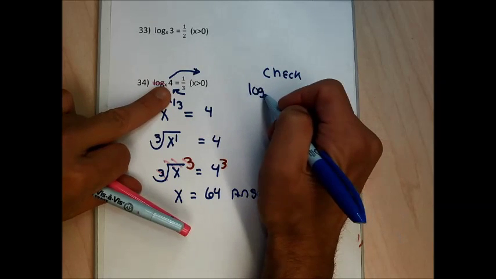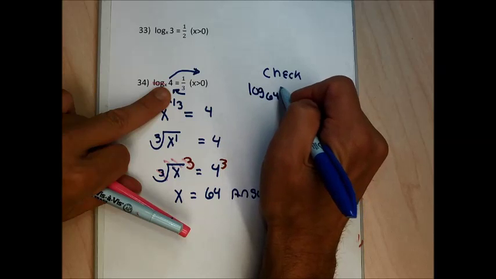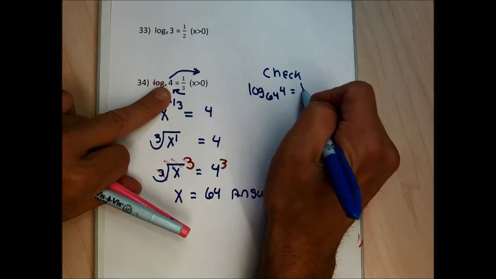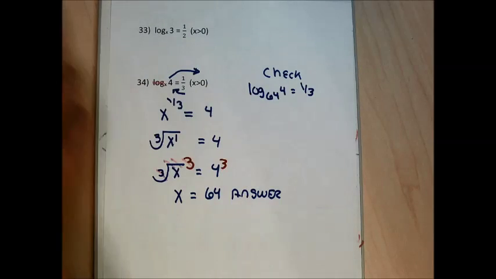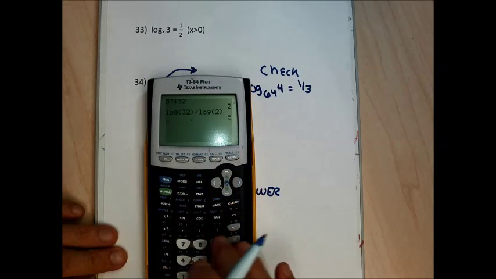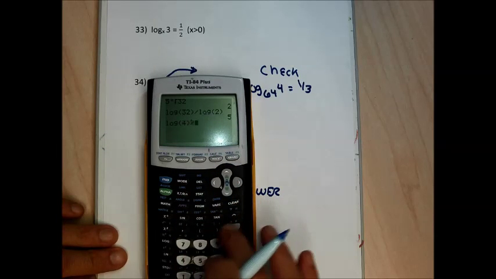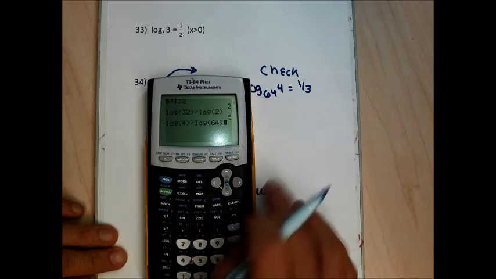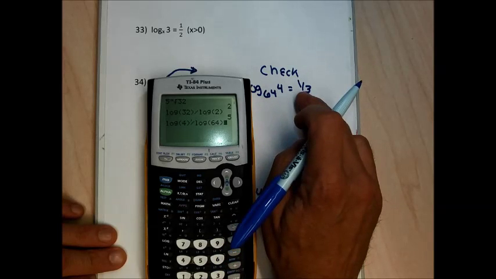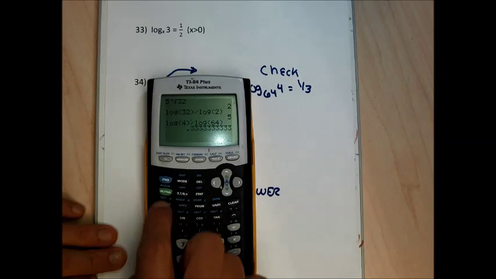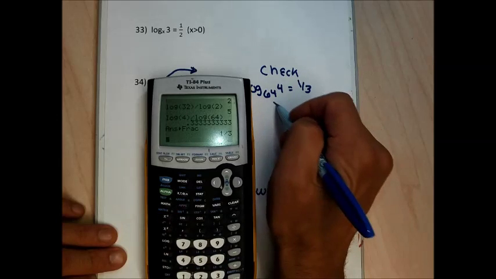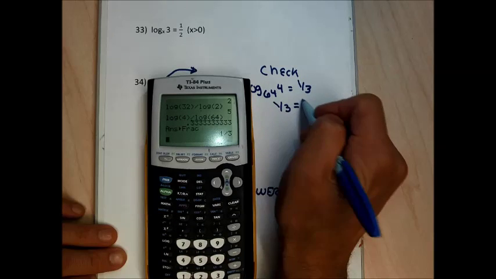So I'm going to plug a 64 in for the x and see if the log base 64 of 4 equals 1/3. On my calculator for the left-hand side, I'm going to go log of 4 divided by the log of 64. I'm not going to get a fraction, I'm going to get a decimal, and then I'm going to math enter, and it works perfectly that both sides come out to be 1/3.